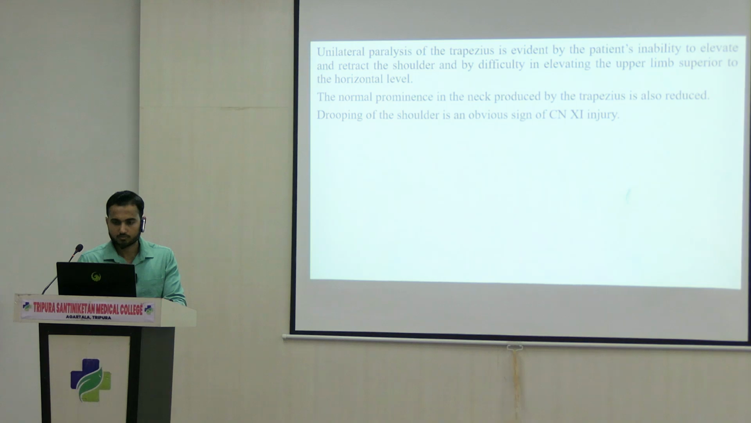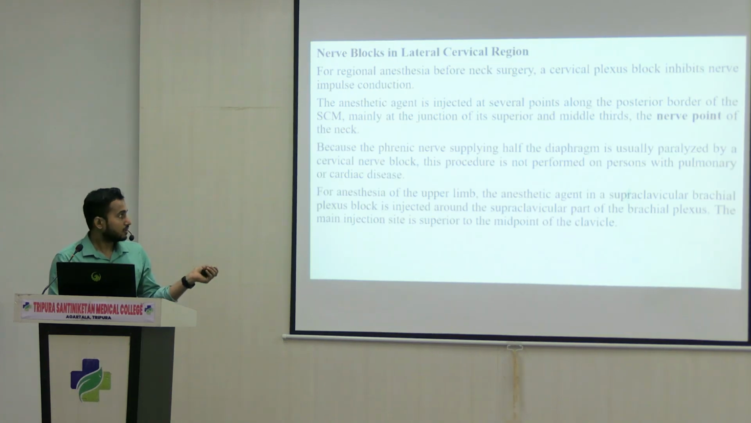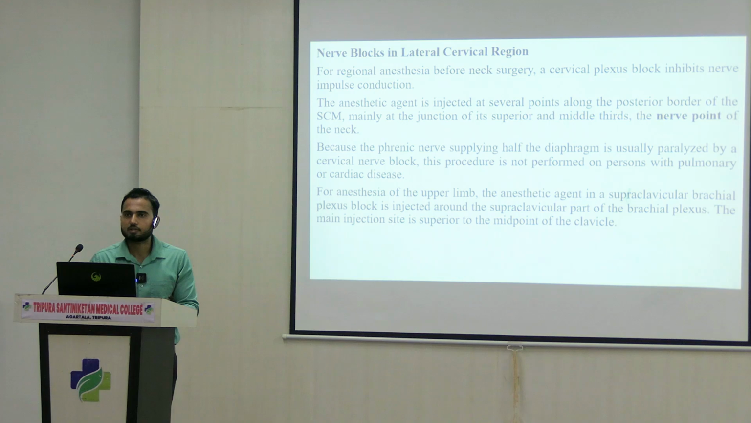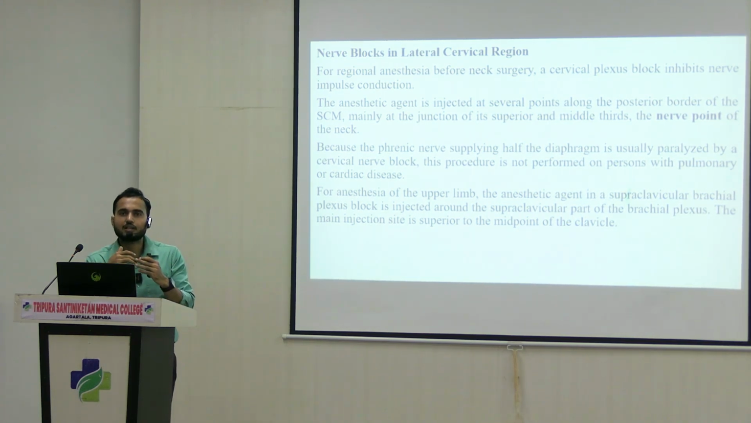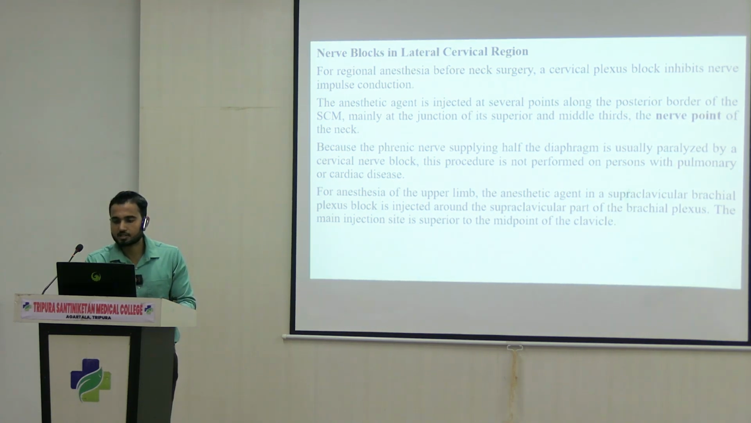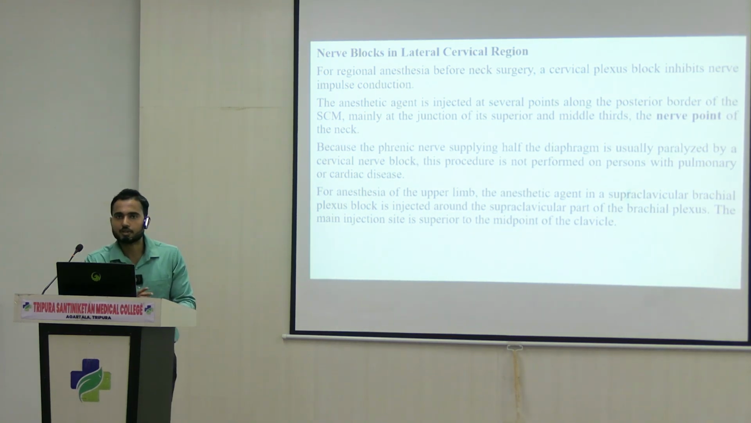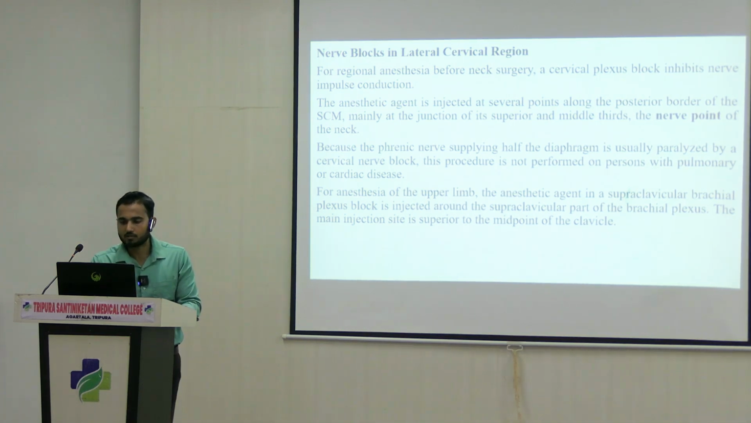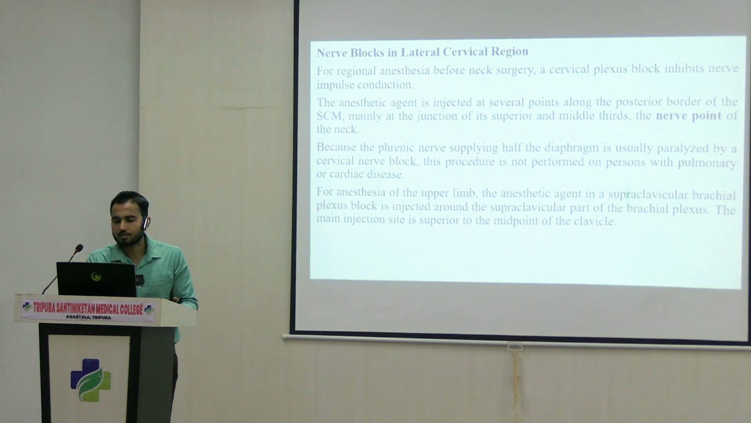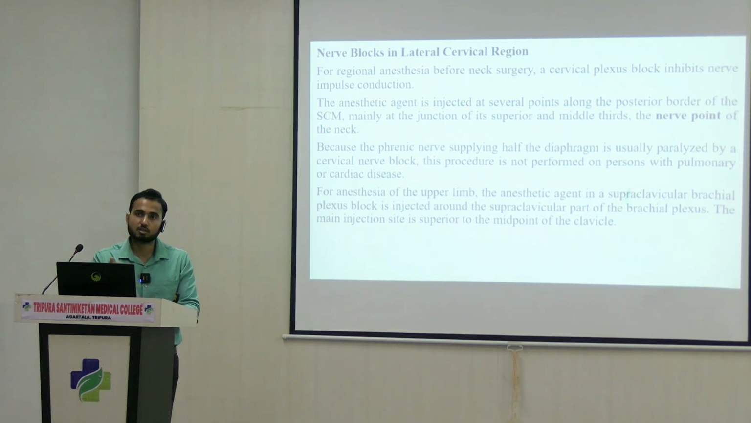accessory nerve. Now, do you remember the nerve point which I have mentioned in the neck? The nerve point is very important because so many nerves come out from that particular point, and as I said, we'll be discussing a very important applied aspect. For regional anesthesia, before the surgery, cervical plexus block is used. For that, anesthetic agent is injected at several points, not one point, along the posterior border of the sternocleidomastoid, especially at the junction of the superior and middle third. That particular part is also called the nerve point.